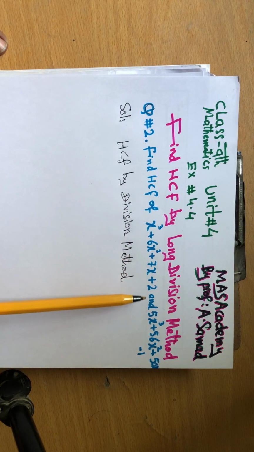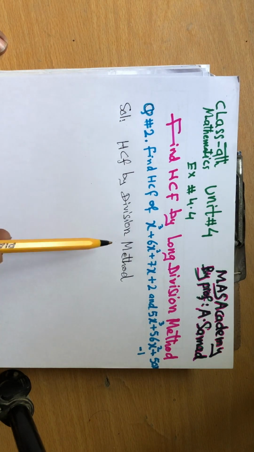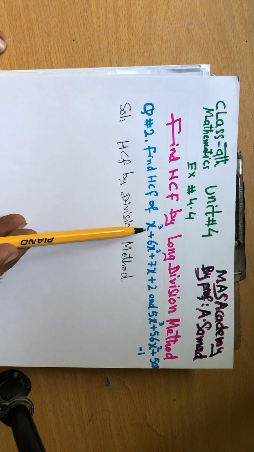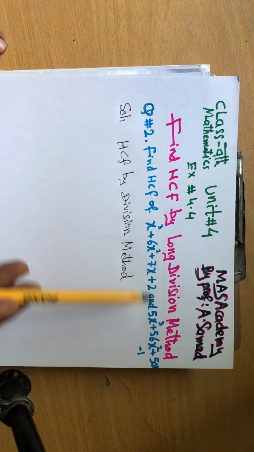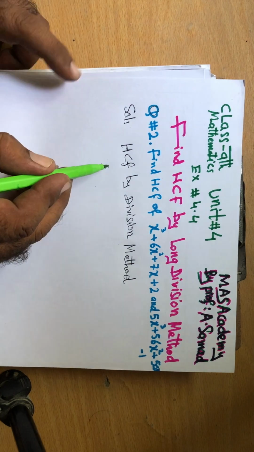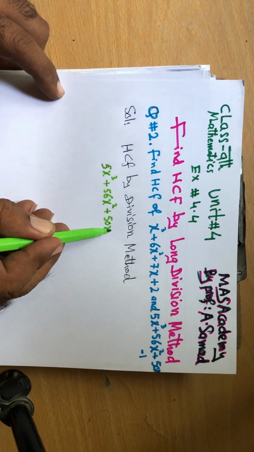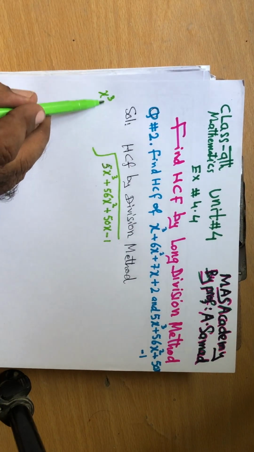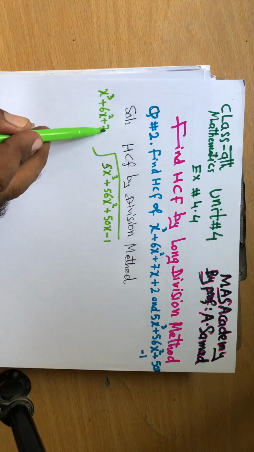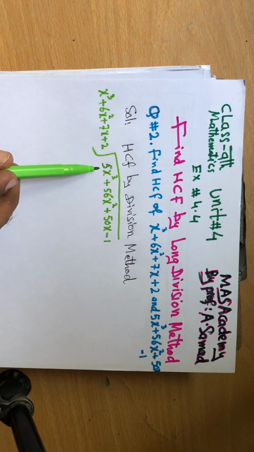Here we have two expressions, and if you see their degree, both degrees are the same because they have degree 3. When the powers are the same, then we will see the coefficient. One has coefficient 5 and the second one has 1. The one having coefficient 5x cube will be our dividend, and the second one will be our divisor. So x cube plus x square plus 7x plus 2 is our divisor, and the other one is our dividend.